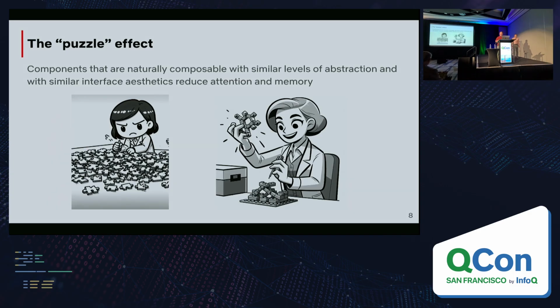You may have seen that many platforms have components and they all fit together, but they fit together in really non-obvious ways and maybe only one way, and that's more of a puzzle. What we would like to build are Legos, things where people can combine them in novel ways. And one thing that we do is have similar levels of abstraction and interface aesthetics. And that gives you transfer of knowledge from one component to another.